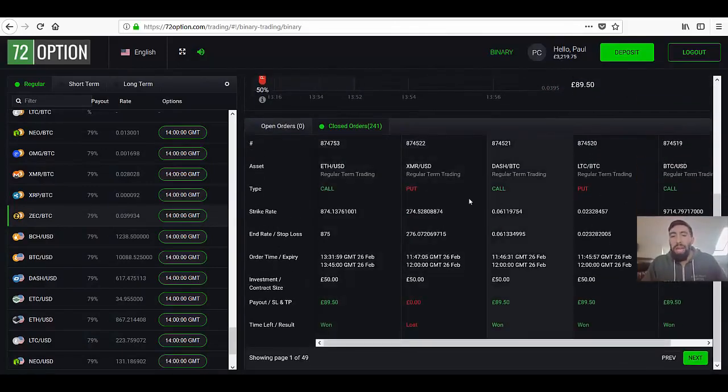If we scroll down here, we have our trades, guys. We now have that Ethereum versus the US dollar for a call as predicted by BitBubble Tech, which came actually very close. We entered a little after 874.137 and it closed just on 875 on the dot for an additional profit of $39.50.